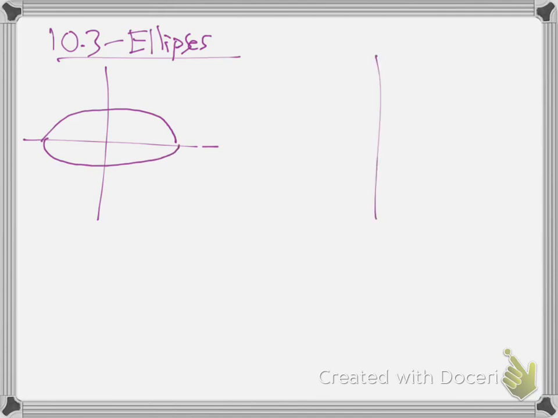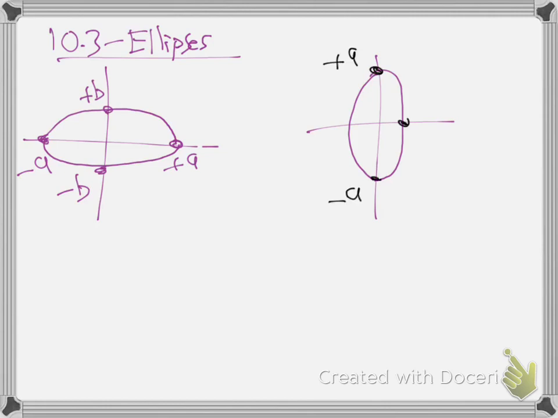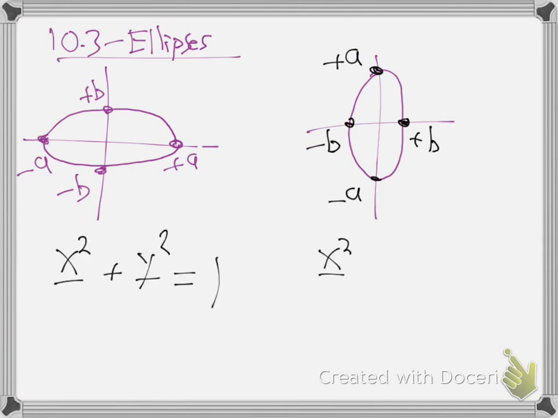And so we have the wide kind and we have the tall kind. Negative A, positive A, negative B, positive B. And over here, positive A, positive B, negative B. Okay, so now the equations: x squared over, y squared over, x squared over, y squared over, and what goes on the bottom is whatever's in their direction. Okay, so there we go.